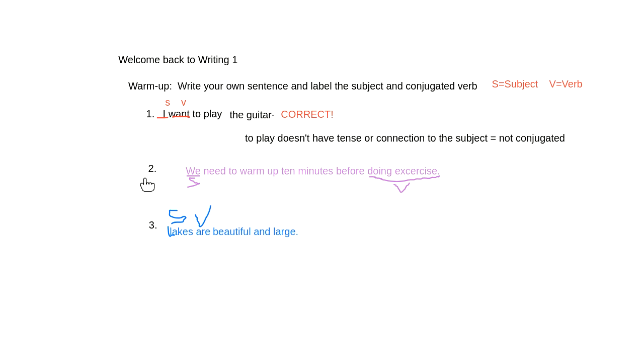So, okay. Yeah, number two, we need to warm up 10 minutes before doing exercise. Okay, so this is Lucia's sentence. Okay, so Lucia, tell us about your sentence. Okay, you chose we as a subject. And then the verb, you chose way over here, doing exercise. So does that mean that in this sentence we are doing exercise? Doing exercise is what the subject is doing?